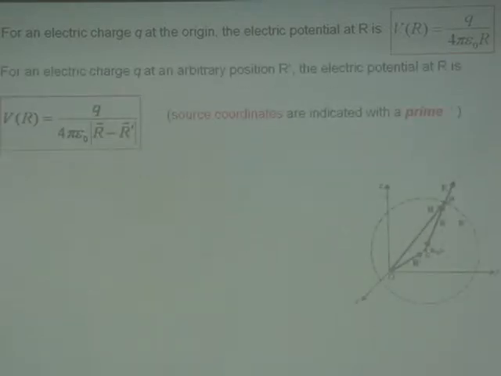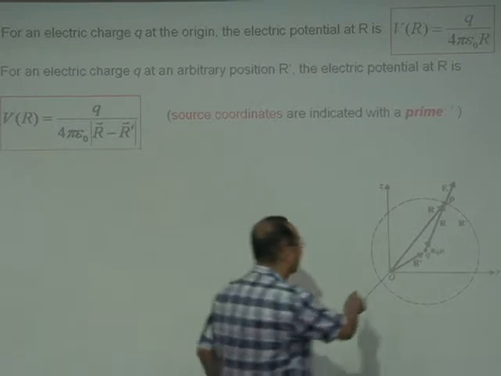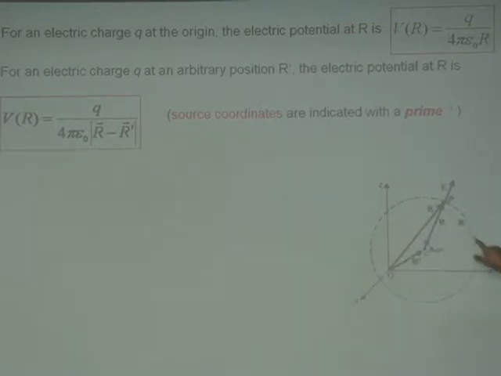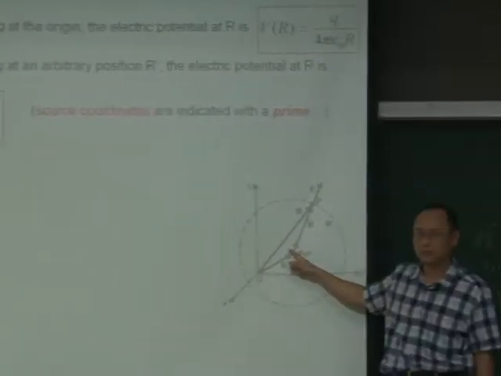Okay, now if this charge is not at the origin, now if the charge is at some location here, but not at the origin, then you understand that you are going to draw a circle about this point.